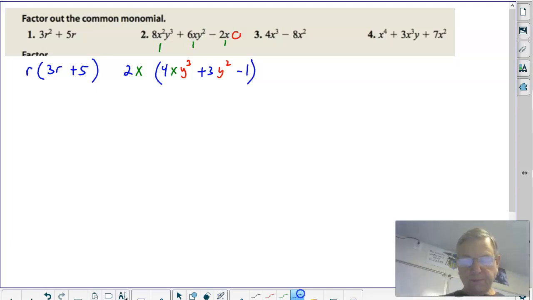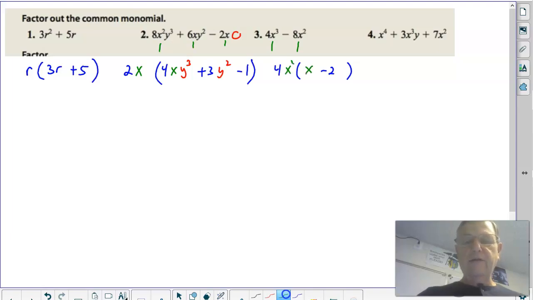Okay, number three. Again, you're looking for what's common. I see a common 4, and when I take that out, that leaves nothing, no numbers in the front. You can put a 1 there if you want. And it leaves a negative 2 in the back. And also, when I look at my x's, I can get an x squared out. That leaves an x in the front and nothing else in the back. Now, you can always check, right? If you multiply this back out, you should get back to the original. If you can't do that, you made a mistake.